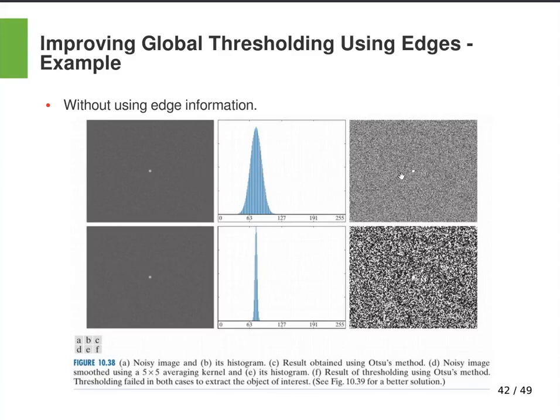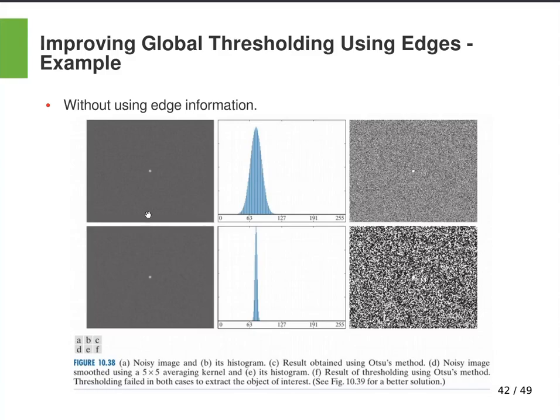As you can see here, the segmentation is not good at all, because as we said, since there is an asymmetry between the peaks in the histogram, Otsu's method is not able to provide a good threshold. So what do you think happens if we do some smoothing?